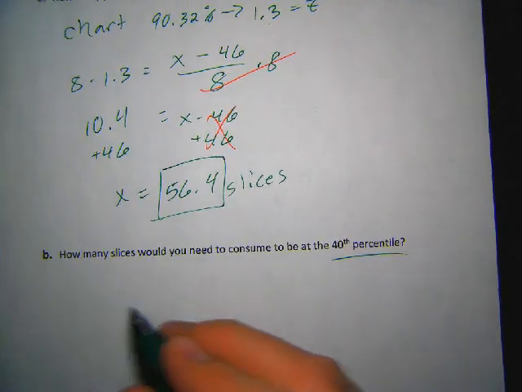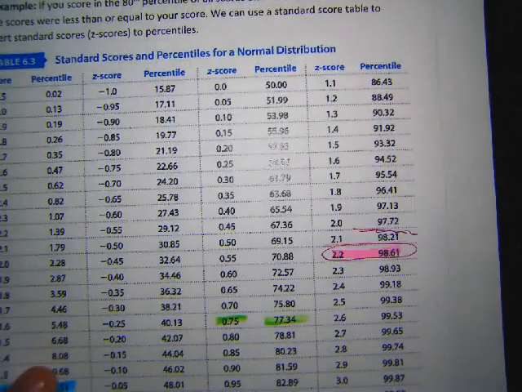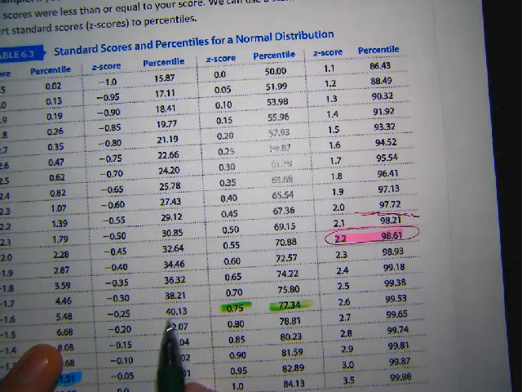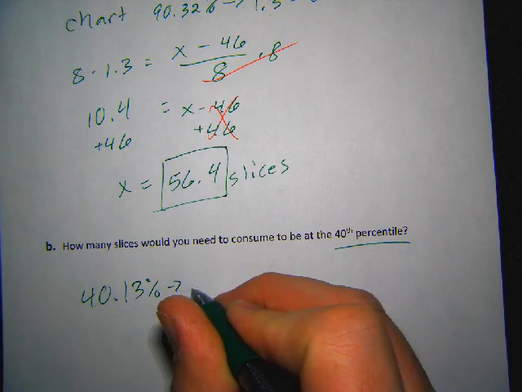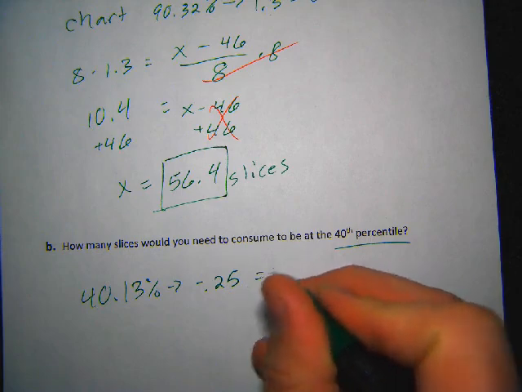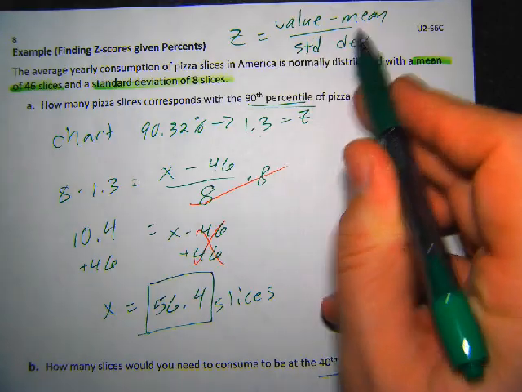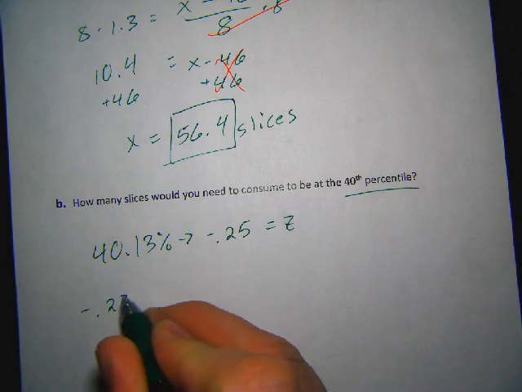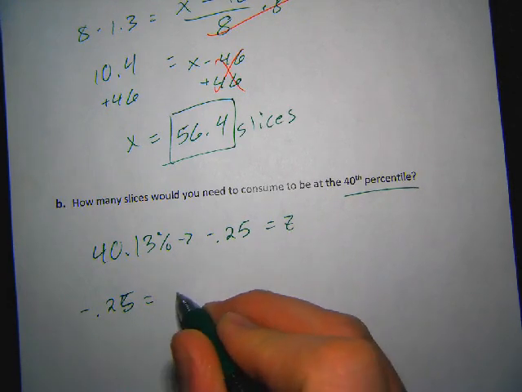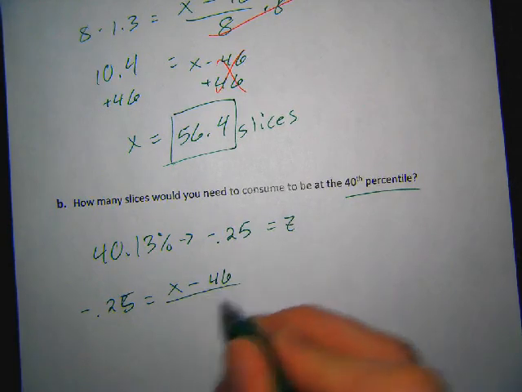Same thing, first off, we're going to use that 40th percent. So in this chart, for 40%, there's not an exact value. You have to go to the closest value. So 40.13 is the closest we get. That is negative 0.25. So 40.13% is going to lead me to negative 0.25 for my z-score. And then again, using the z-score formula, value minus mean over standard deviation, I get this. I have negative 0.25 for the z-score equals the value we're looking for, minus the mean, which we said is 46 slices, over 8 slices standard deviation.